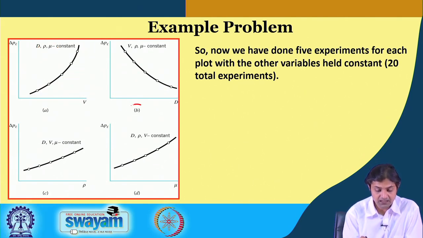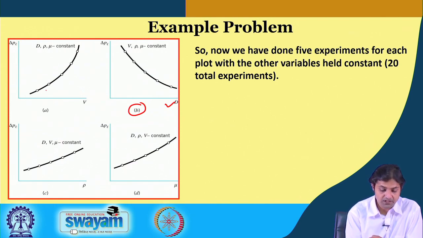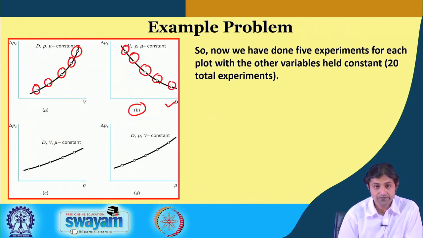In the second, B, what is happening is, we are holding velocity, rho, mu constant, and we are varying the pipe diameter as we discussed in the last slide, and start measuring. So, we see both in A and B, we have done 1 experiment, 2 experiments, 3 experiments, 4, 5, correct. In C, here also 1, 2, 3, 4, 5. Here also in the graph C, if we see, we have varied only the density and have constant d, v and mu.